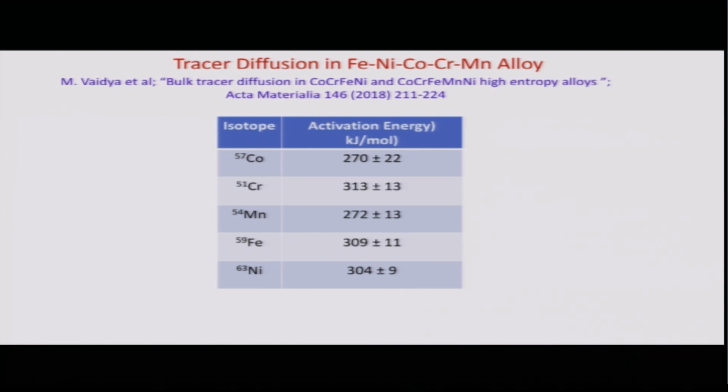So, these are some of the examples that I have shown from the literature, and this was about the determination of self or impurity diffusion coefficients by tracer technique. In the next class, we will talk about interdiffusion.